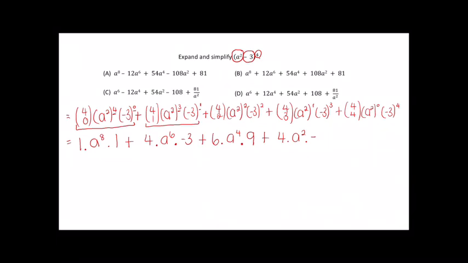3 cubed, 3 times 3 is 9. Times it by 3 again gives me 27. And then I'm going to end at 1. Times by 1, because anything to the power of 0 is 1.